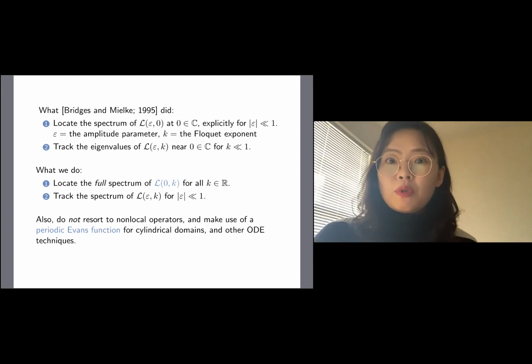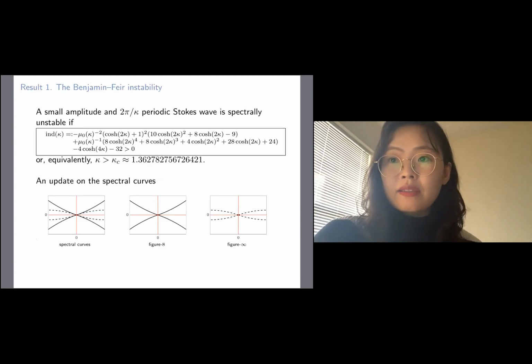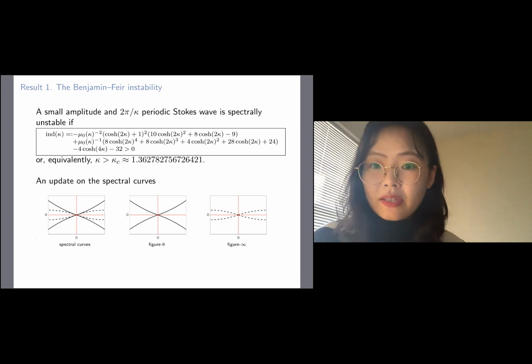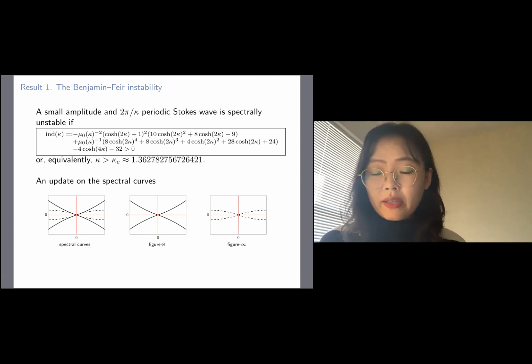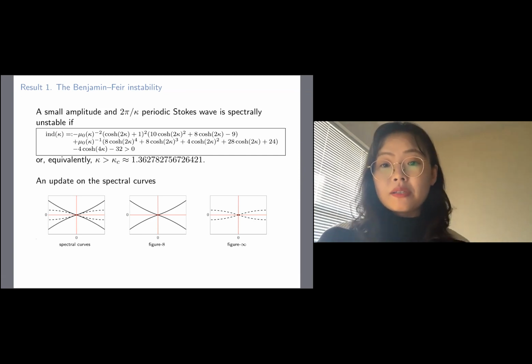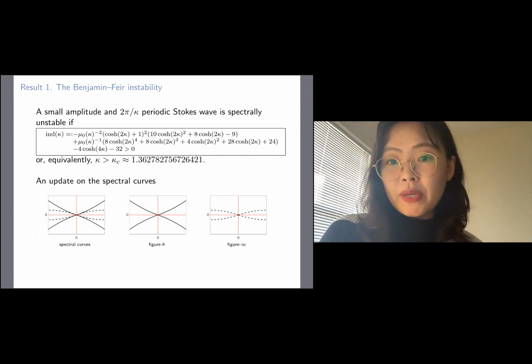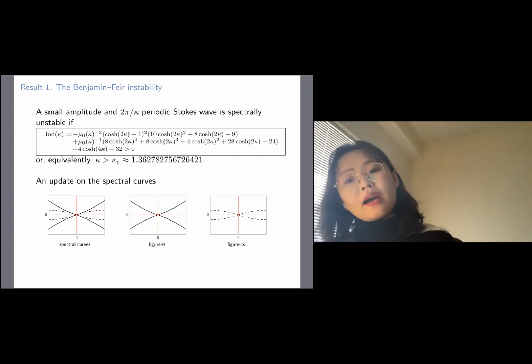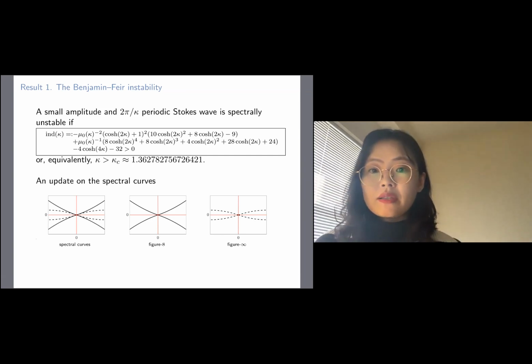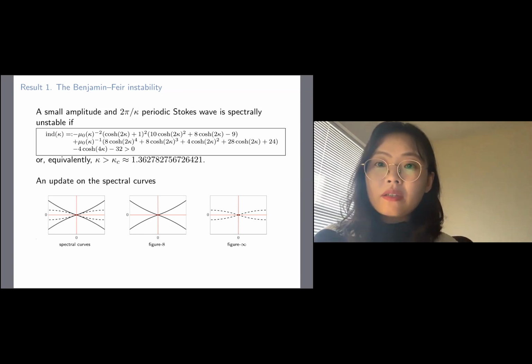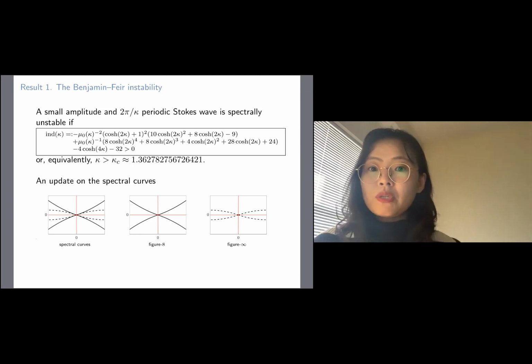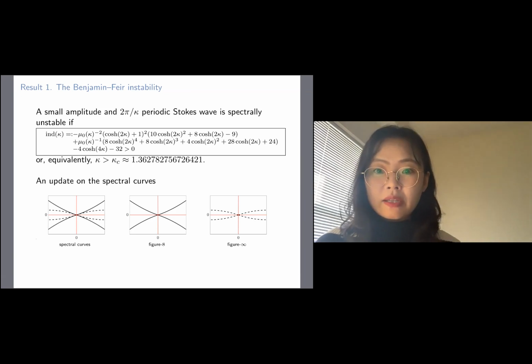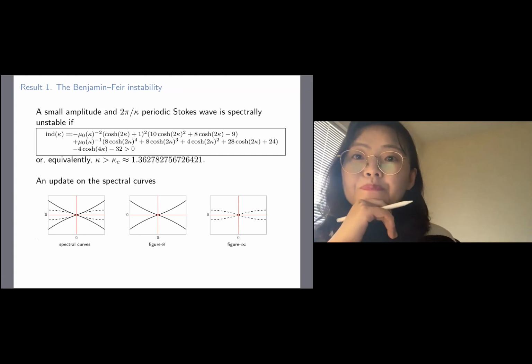Now, I want to make sure that I hit the punchline. So let me first discuss the main result that we obtained, and then I will come back to discuss other technical aspects of the proof. So after we construct the periodic Evans function, as a test drive, we revisited the Benjamin-Feir instability, and we reproduced the result of Bridges and Mielke in the 1995 paper.